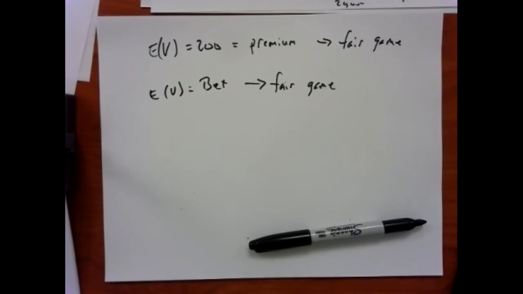In this case, the fair game would be the insurance company would set their premium equal to 200, because the risk that they would take from, say, Saffron, would be that on average Saffron's going to cost them $200. Okay, so the premium in this case would be 200.